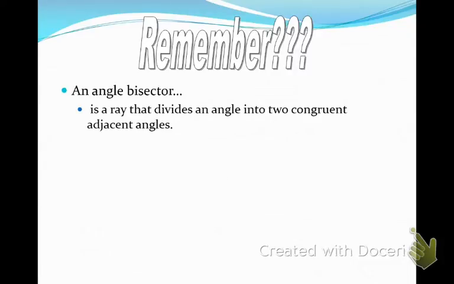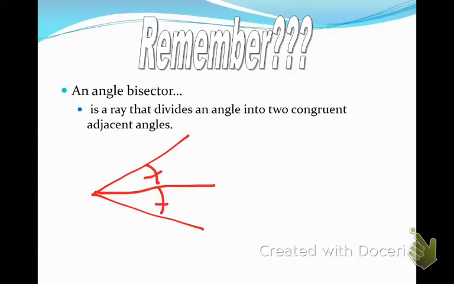A picture of that would look like this. So this line is my angle bisector. It divides the angle into two congruent adjacent angles. Looks like that.